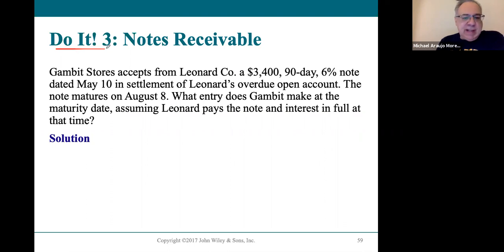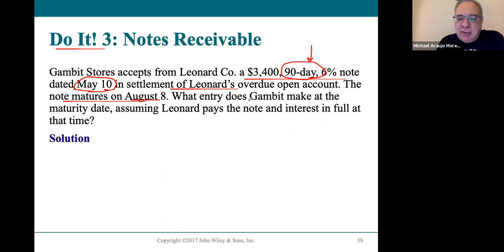So here, the do it exercise is more of the same. You have a $3,400 90-day 6% note that was made on May the 10th to settle an account. The maturity date of the note is August the 8th. Again, because it's 90 days, that's what I was telling you. If it was months, you'd simply flip the calendar and count the months. But because it's days, you literally have to count 90 days. So when you count 90 days from May 10th, you'll stop on August the 8th. That's where the difference comes in.